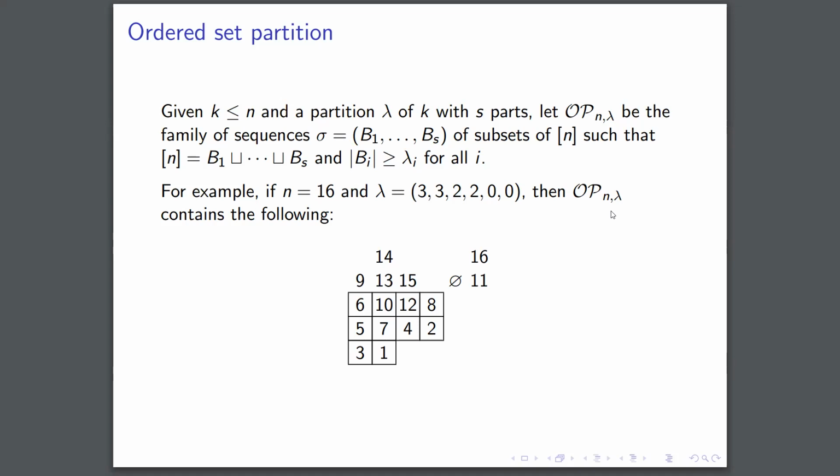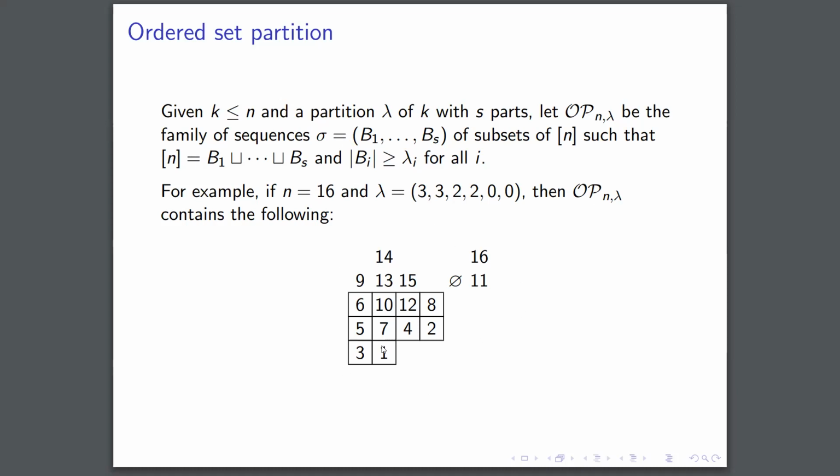These six subsets should be pairwise disjoint. Their union should be bracket 16. And B1, B2 should have size at least 3. B3, B4 have size at least 2. So an element like this can be represented by a diagram like this.